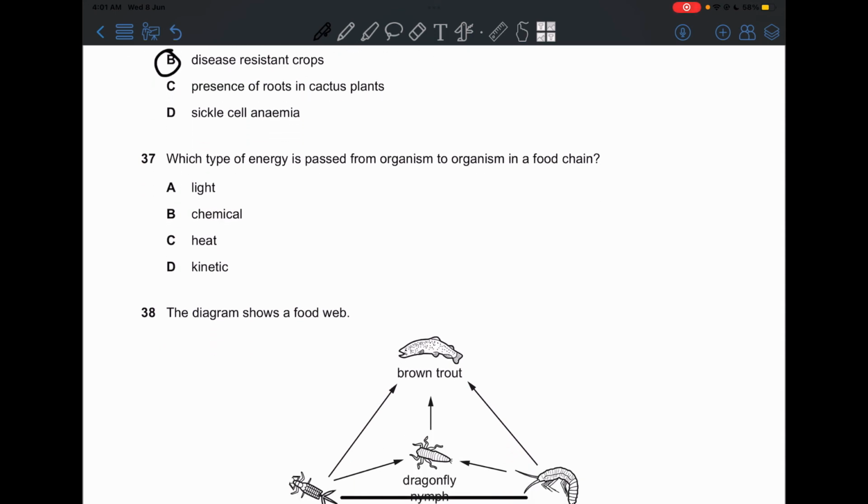37. Which type of energy is passed from organism to organism in a food chain? Now we know that chemical energy is the energy that is transferred between an animal when it eats another animal, and the heat energy is the excess energy that is lost to the environment by an animal. So it's going to be chemical energy and not heat energy.